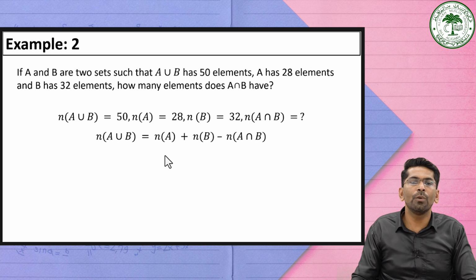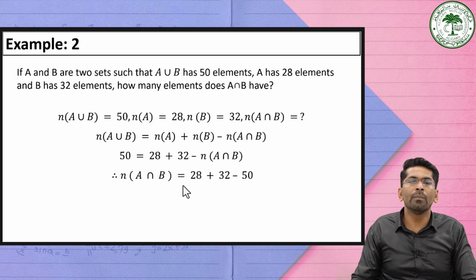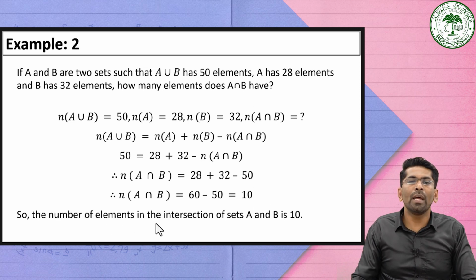We are just going to substitute here the given number of elements in A union B, which is equal to 50, the number of elements in A, which is equal to 28, and the number of elements in B, which is equal to 32, minus the number of elements in A intersection B, which we want to find out. Solving this, it becomes 28 plus 32 minus 50, which is equal to 60 minus 50, which is 10. So the number of elements in A intersection B is equal to 10. So the number of elements in the intersection of the two sets, that is A intersection B, is equal to 10 here.